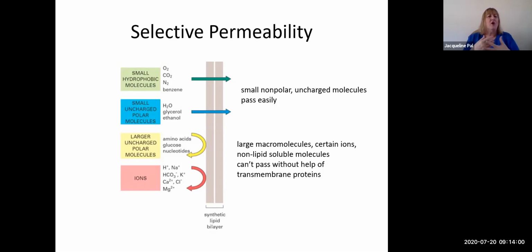However, larger molecules, certain ions, certain things that aren't soluble in lipids can't cross unless there's a transmembrane protein, a carrier or a channel or something through which they can pass through the phospholipid bilayer. So your cell can control which of those are entering or exiting. Remember, it's a two-way street.